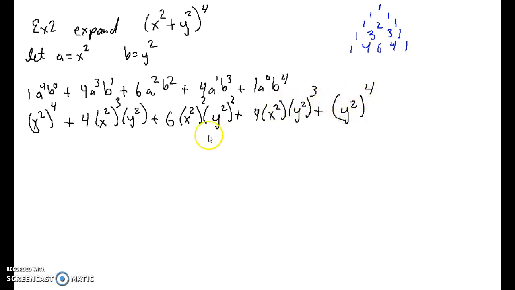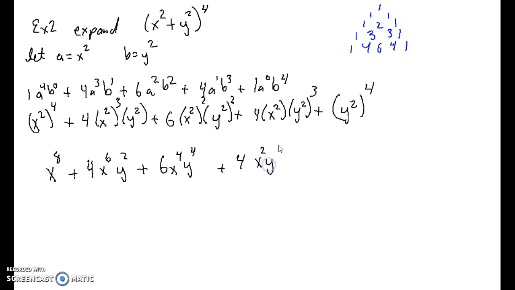So when we raise a power to a power, we multiply. So 2 times 4 is 8, so this will be x to the power of 8. Don't have to worry about multiplying the number 4 by anything. So 2 times 3 is going to give me 6, and then y squared. And then this will be 6x to the power of 4, y to the power of 4. 4x squared y to the power of 6. And then y to the power of 8.